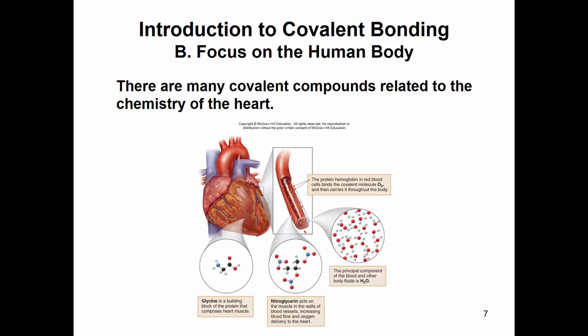Just to focus on our human body, there are many covalent compounds related especially to the chemistry of the heart. And as you can see here, there are examples. Water, H2O, obviously is a huge component there. Nitroglycerin, glycine, O2 is also, so oxygen is a main component there as well. This is just an introduction to covalent bonds, but very important because next we're going to look at being able to draw Lewis structures and covalent bonds.